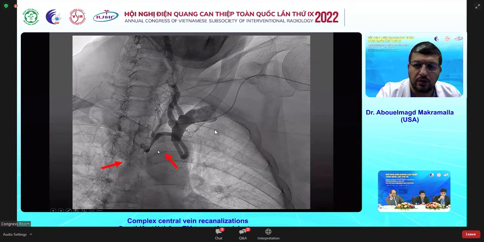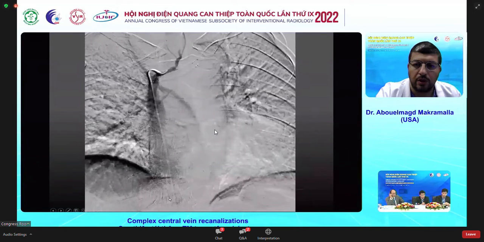So we decided to exclude the stent in the brachiocephalic vein. To do so, we got access in the right common femoral vein, and we started slowly recanalizing across the left brachiocephalic vein outside the stent itself, using the catheter positioned through the fistula as a target.